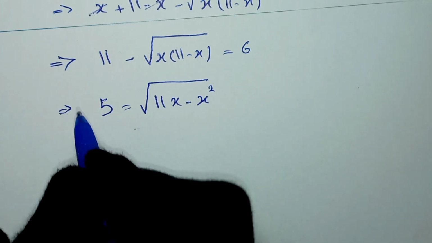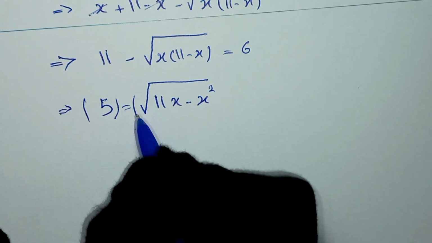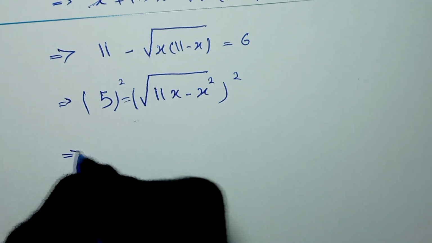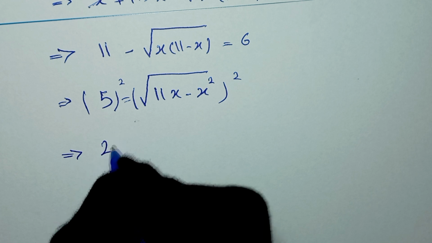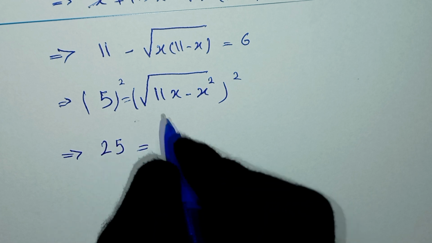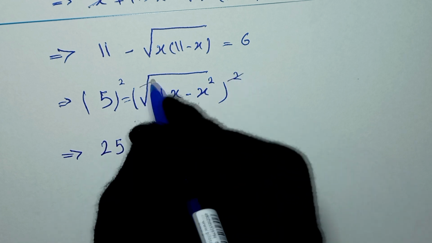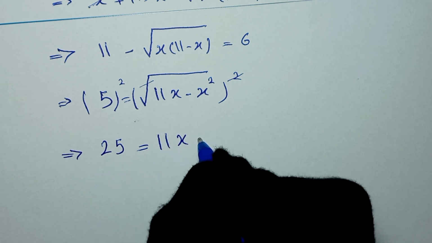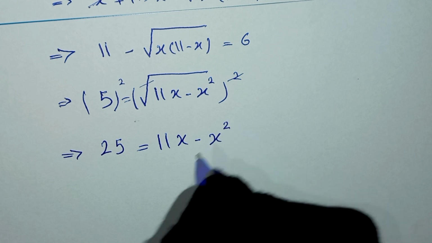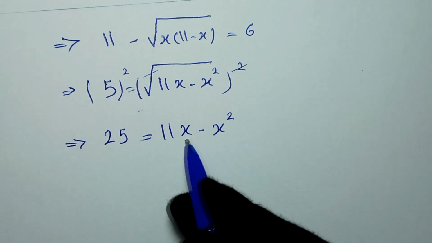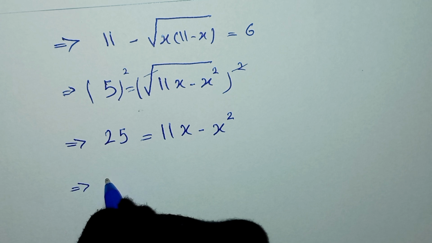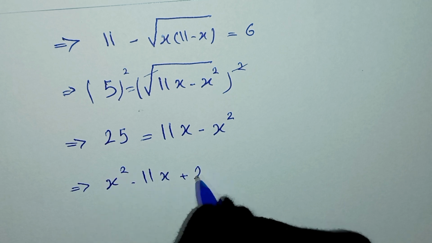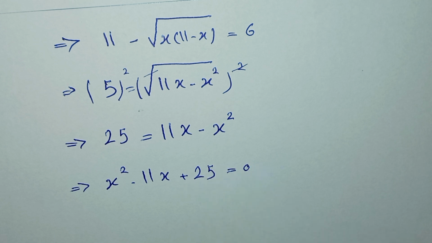And next step, we raise both sides of this equation to the power of 2, right? And it will be, this to the power of 2 is 25 is equal to, this to the power of 2, this will cancel this square root, so it will be 11x minus x squared. And next step, we take these two parts on this side, so it will be x squared minus 11x plus 25 is equal to 0.